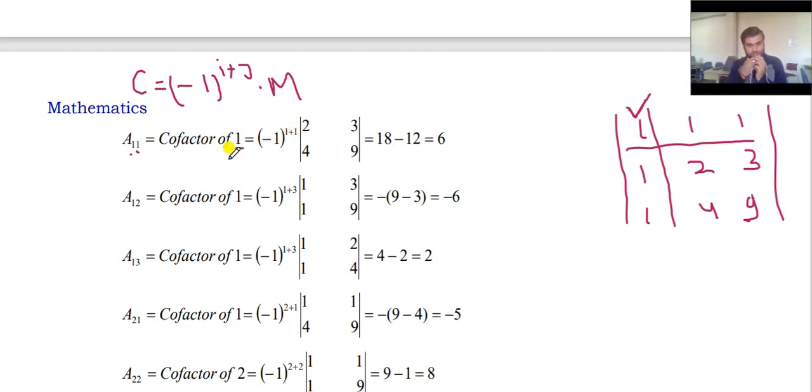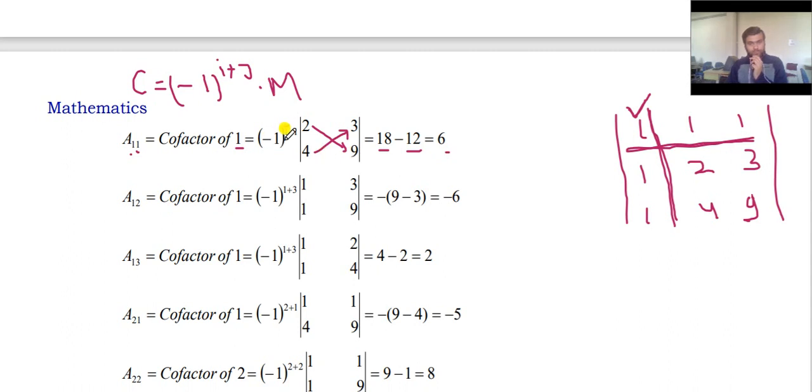Minus 1 to the power i plus j. i means the number of the row and j is the number of the column. So here 11 is given to you, first row and first column. So here you have to write 1 plus 1 simply. Then the minor. The minor is the elements left after hiding the row and column: 2, 3, 4, 9. This is the minor. 2 into 9 is 18, and 4 into 3 is 12. So 18 minus 12 is equal to 6.